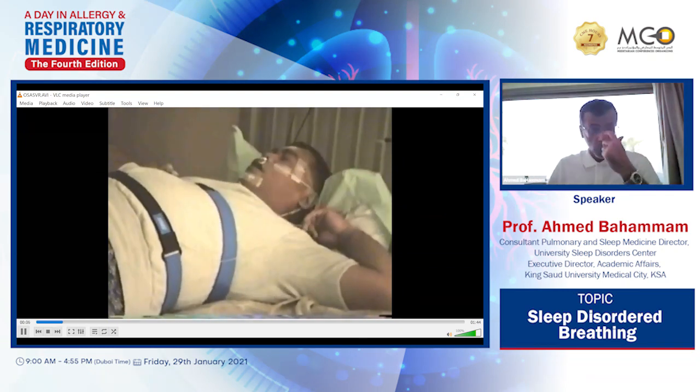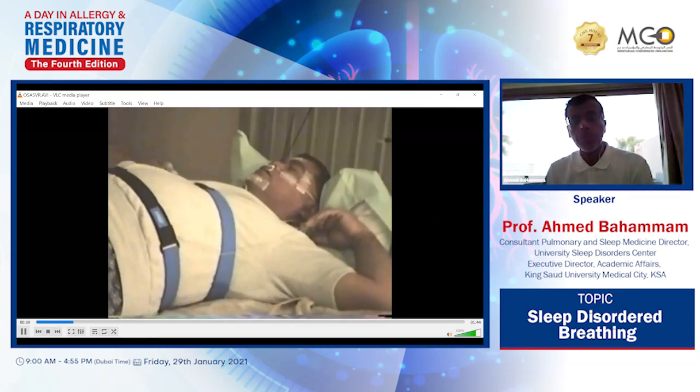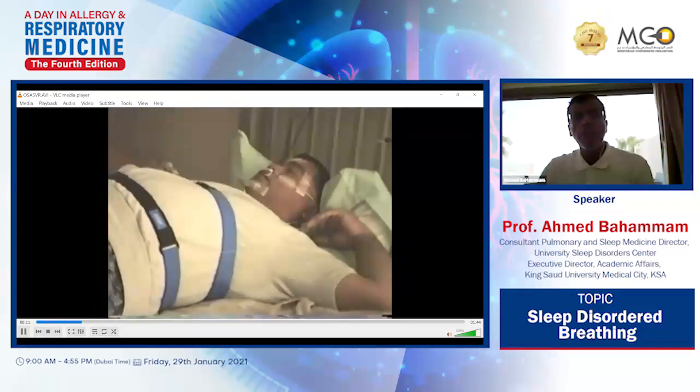See, this is a patient with obstructive sleep apnea. You see the patient here. He was awake and breathing or had arousal. Now he has apnea. He's not breathing. You see now the paradoxical movement in the chest and abdomen.